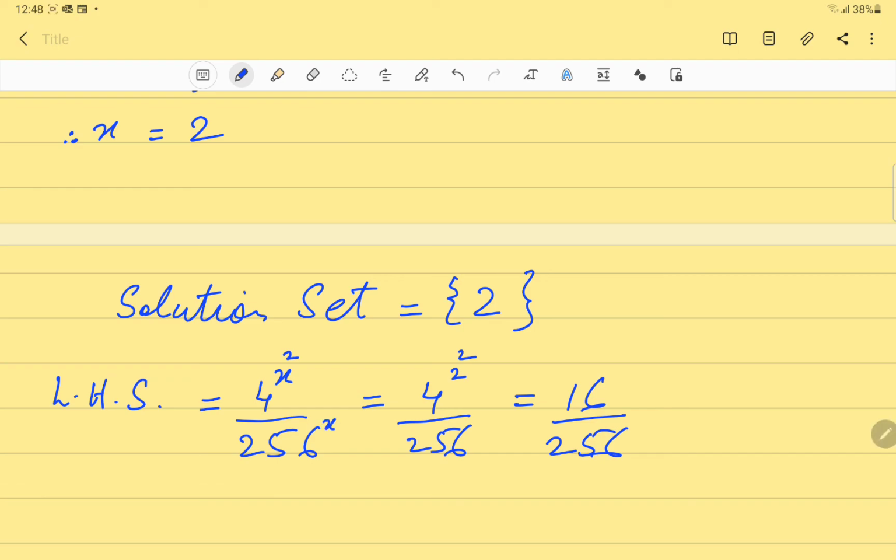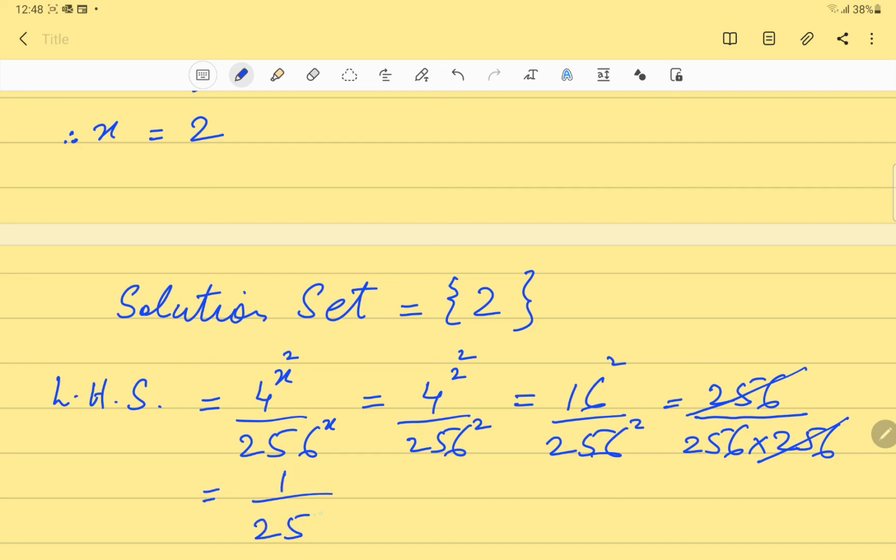Sorry, here we also have an x, so 2 will be here, and this is raised to power 2. 16 raised to power 2 is 256, and below we have 256 raised to power 2, which means it is 256 into 256. So 256 will get cancelled with each other, so we are left with 1 over 256, which is equal to right hand side.